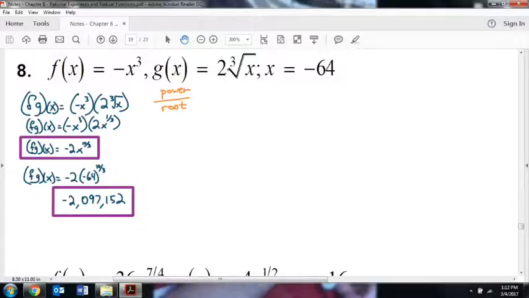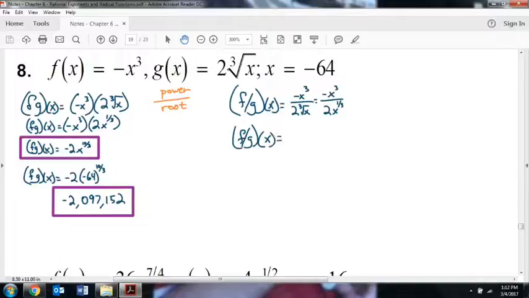If I do f divided by g of x, I get the f function on top, negative x to the third power, divided by the g function, 2 third root of x, which remember, the third root of x is simply x to the 1/3, so I can write it as 2x to the 1/3. Cool? And so now we can reduce. The numbers out front, 1 divided by 2 doesn't reduce, so we'll just leave it as negative 1/2. I'll put the negative out front, actually.